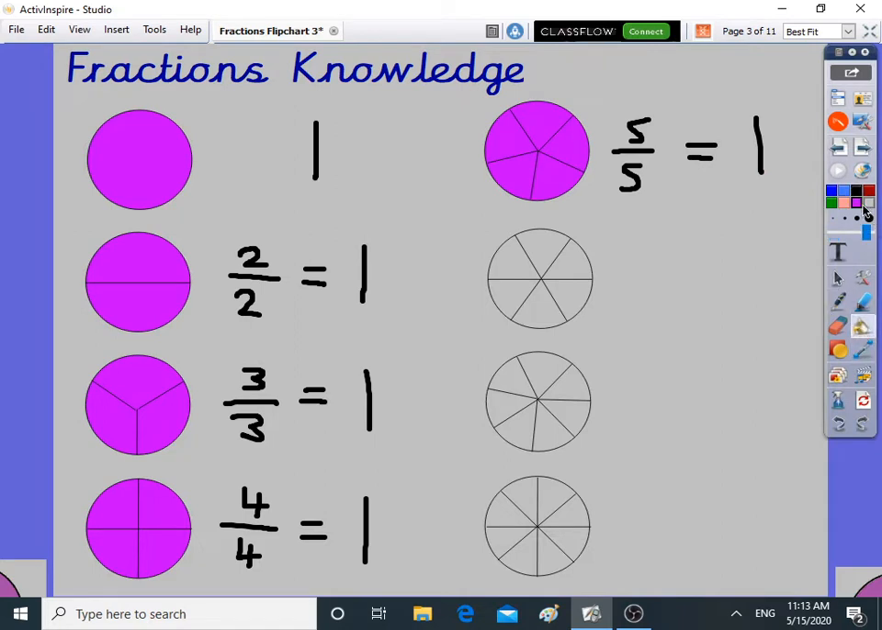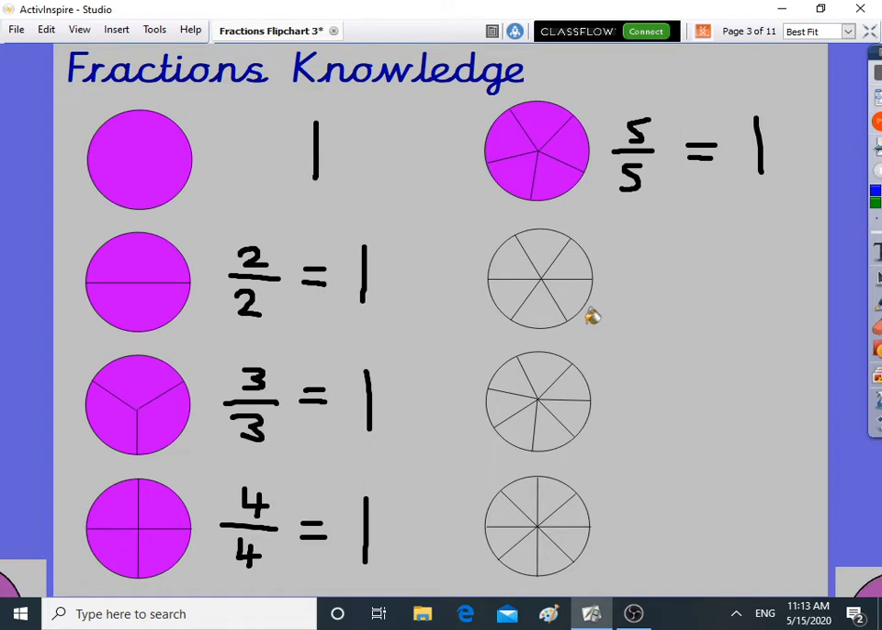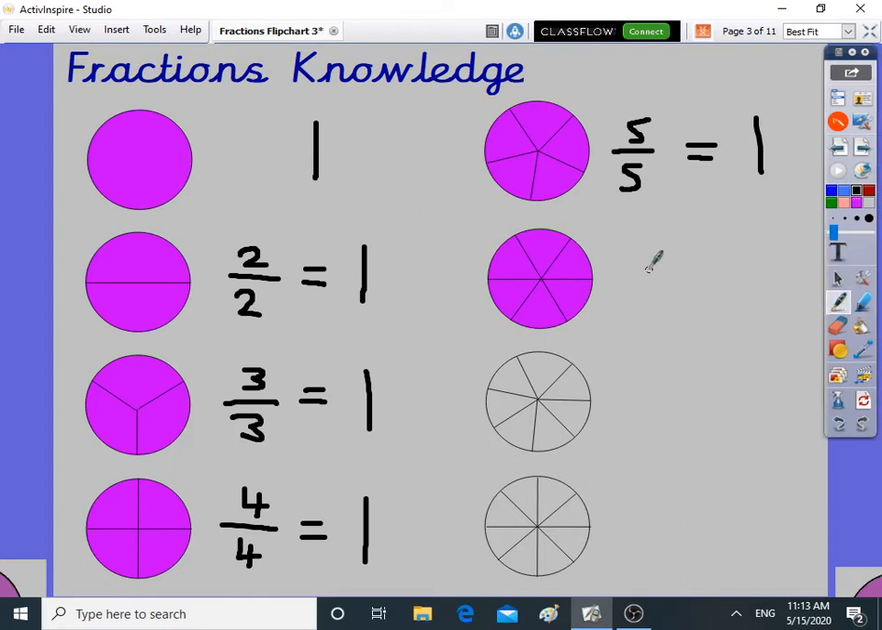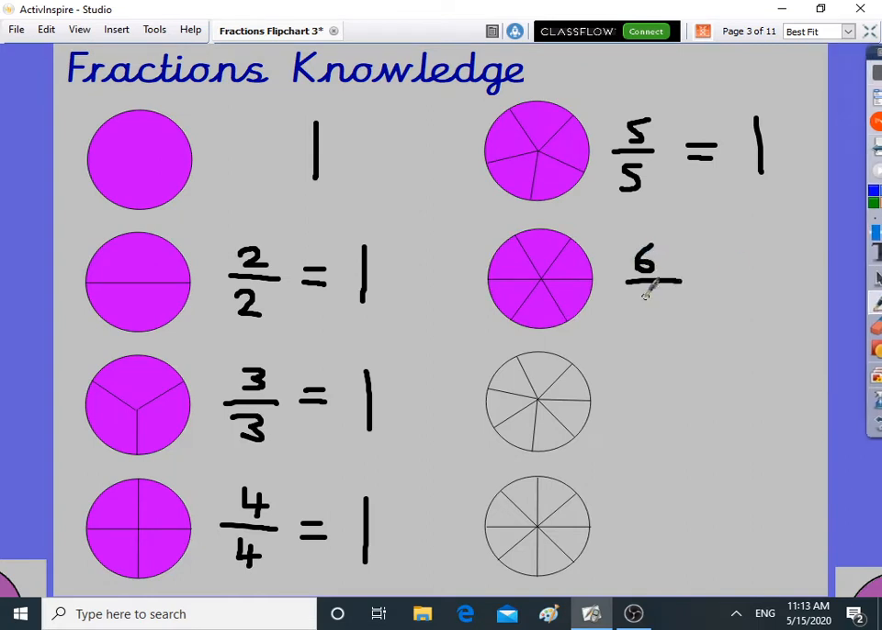If you decided to chop your pizza or your cake or whatever else is a circular shape in the world, if you decided to chop it in 6 bits, how many bits would you need to have the whole thing? 6. You would need 6 out of 6. 6 sixths is one whole one.